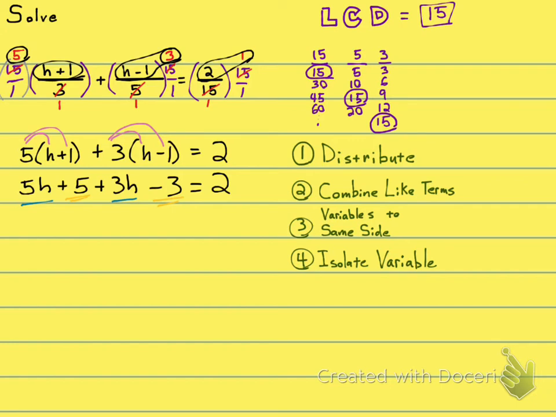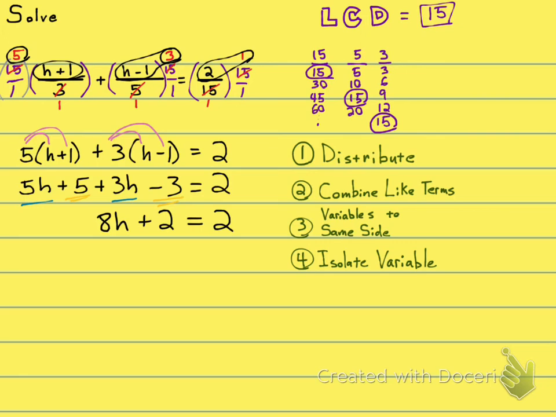5h plus 3h is, underlined in blue, going to be 8h. And plus 5 minus 3 is going to be plus 2. Drop down the equals, drop down the 2. I like to keep my equal signs all in a line like this, if you can. Now for step 3, variables to the same side. We only have one variable right here, the h, so we don't need to do step 3. Step 3 is done. Step 4, isolate the variable.